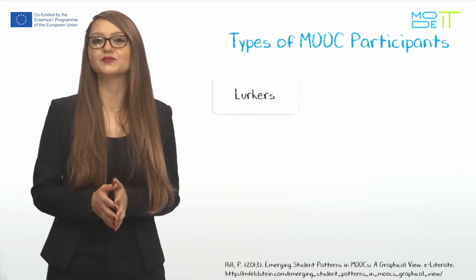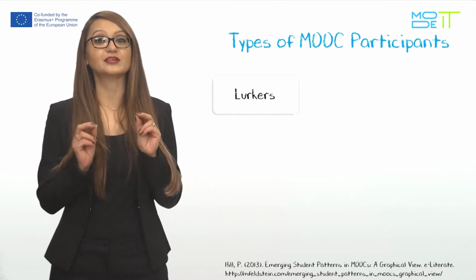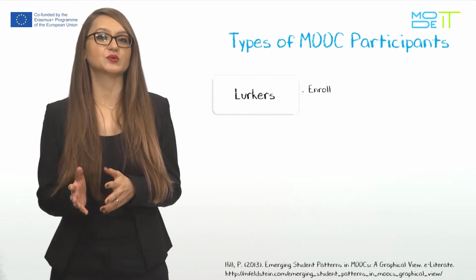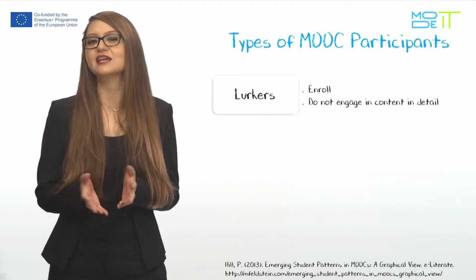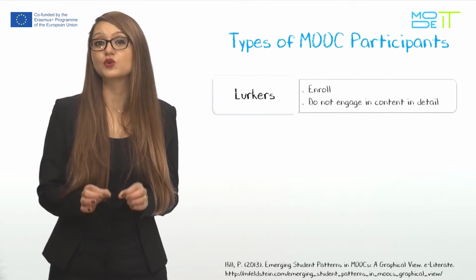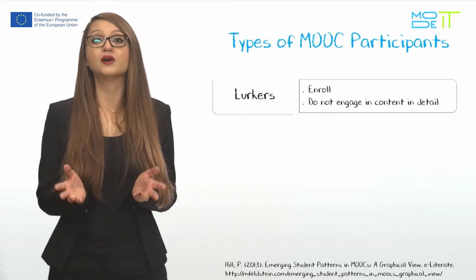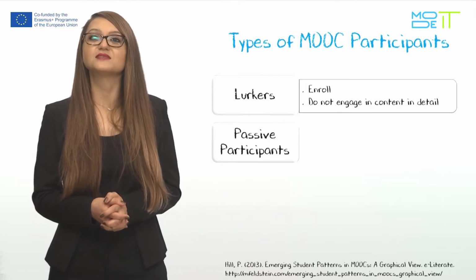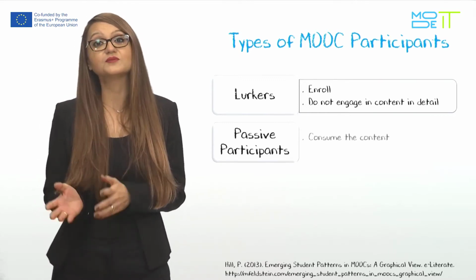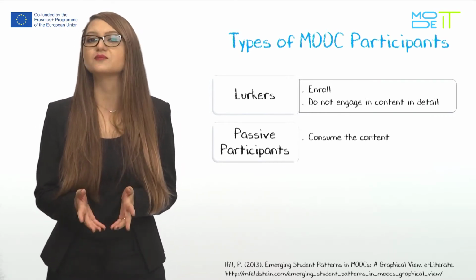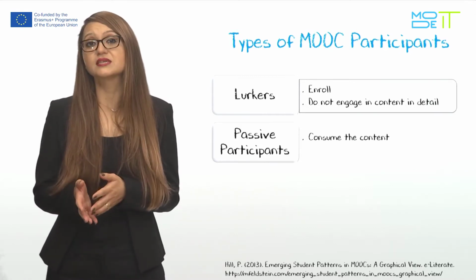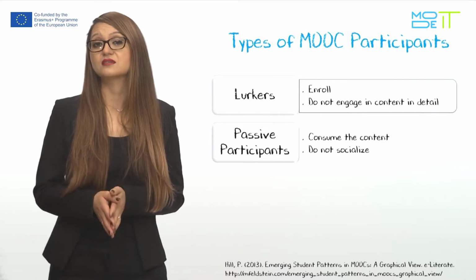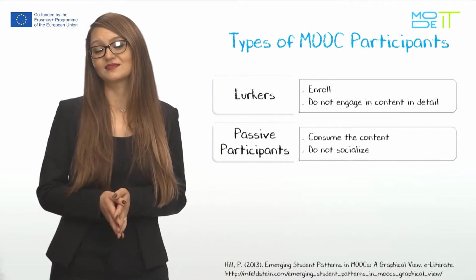The first group of MOOC participants are called Lurkers. These are the ones who enroll in a MOOC, overview the content quickly, and do not really engage in the activities. Some even just enroll and do not go beyond viewing a part of a video. Passive participants are the ones who are passive recipients of information and who consume the content by watching the videos, reading materials, taking the quizzes.